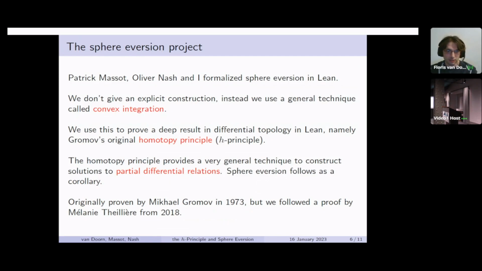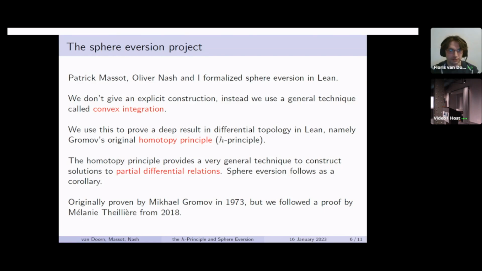And with this homotopy principle, we can prove sphere inversion as a corollary, because sphere inversion says that certain maps have to be immersions, and that is a condition on the total derivative of f, because it's saying that the total derivative is injective. Although the original proof was given by Gromov in the 70s, we actually followed a proof by Mélanie Theillière from 2018, who simplified the implementation of convex integration.